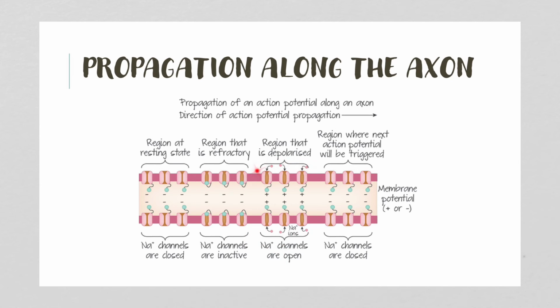This is the part that's being depolarized. So this is where the cell signal is happening. The sodium channels are open. And then the next region is where the next action potential will be triggered. And then so on, it'll keep moving along. So this refractory period also prevents the nerve impulse from going backwards. It only goes one direction.